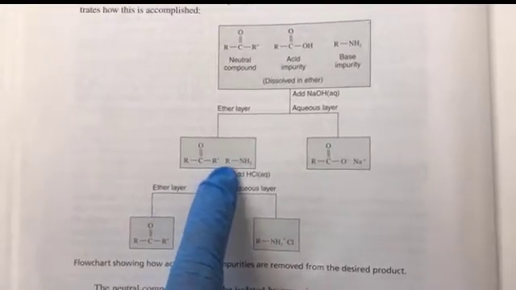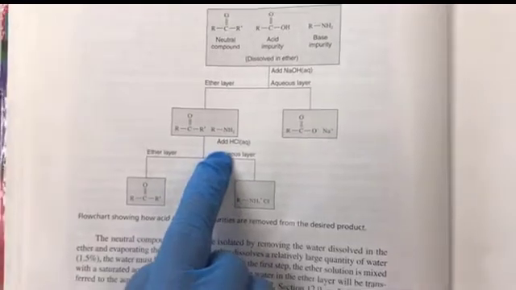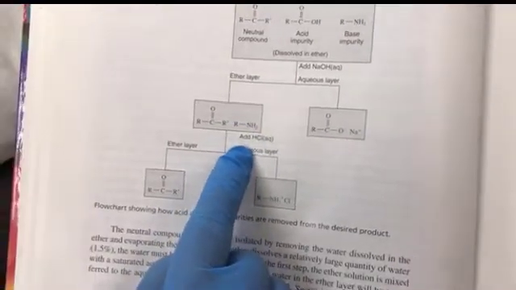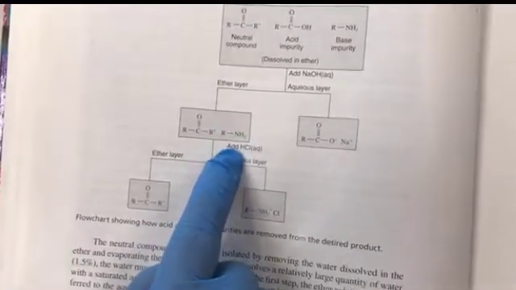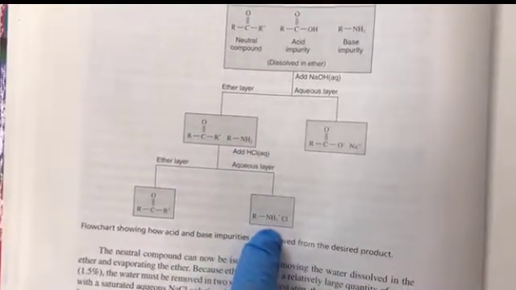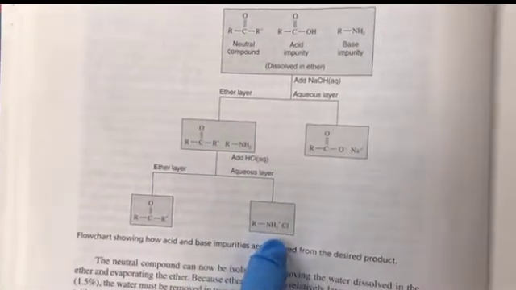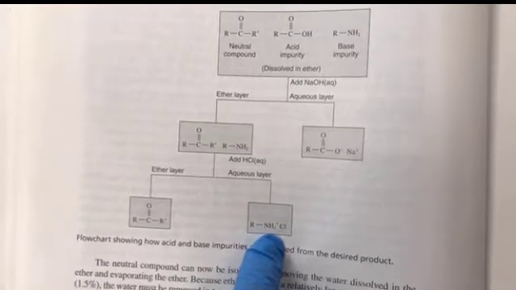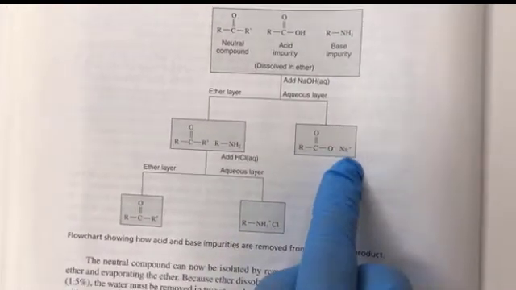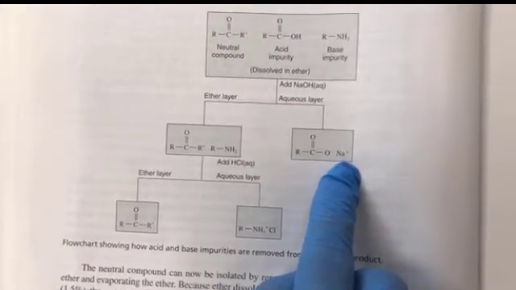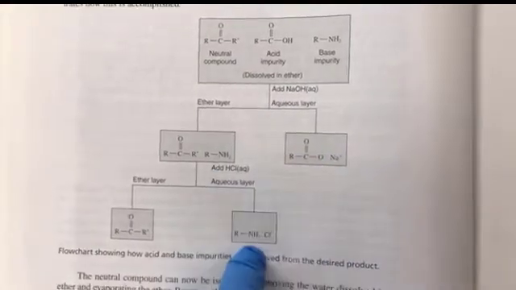In order to remove the base, you need to add acid so that it will form a salt. An acid-base reaction will happen and it will form a salt, which is this one. And then this will be present in the aqueous layer, right? So this will come into the aqueous layer in the form of a salt, right? That's the acid part and that's the base part.